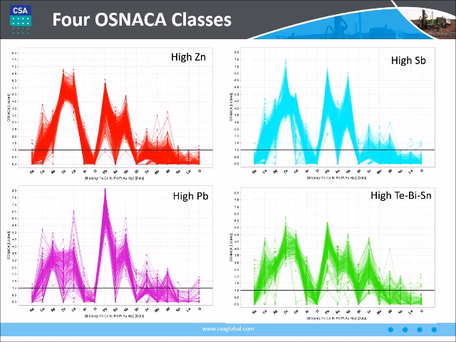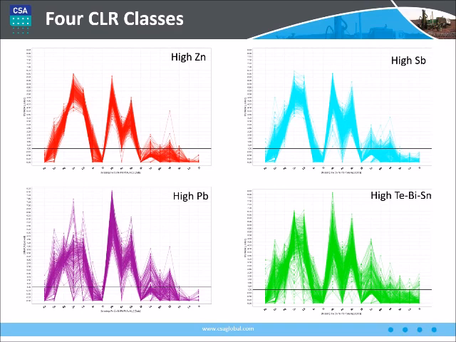I did exactly the same exercise using just a standard centred log ratio transform to see, well, would this be picked out anyway? And here are the classes according to the centred log ratio transform. So although the colours are the same, the samples are not. These are different groups, or groups according to the centred log ratio transform. And the result here is that they are very, very similar.